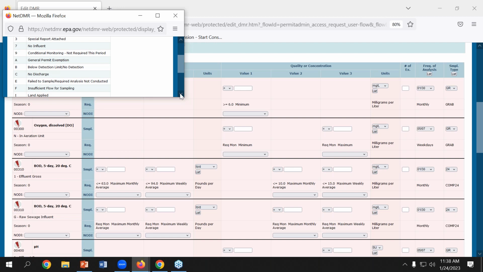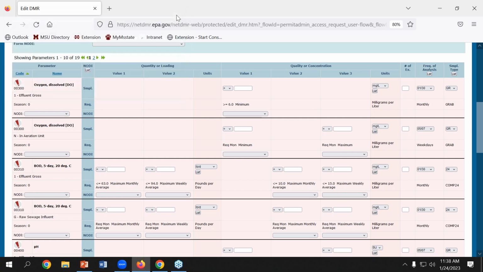So again, you can eliminate that issue by making sure that there's clear communication between the lab and the facility, and that all parties have access to the permit. That again is the driving force behind compliance, and we want to make sure that we're all on the same page in that regard. So go back to the NetDMR just for an example.